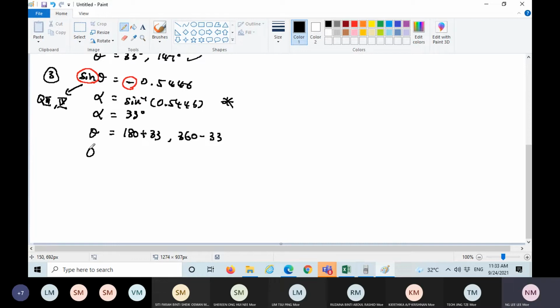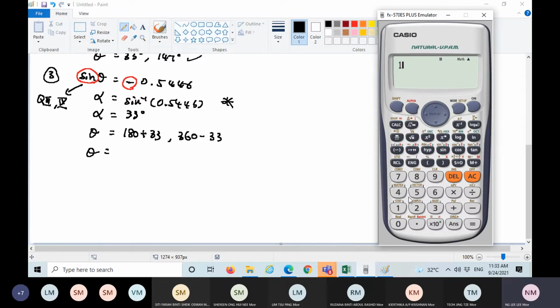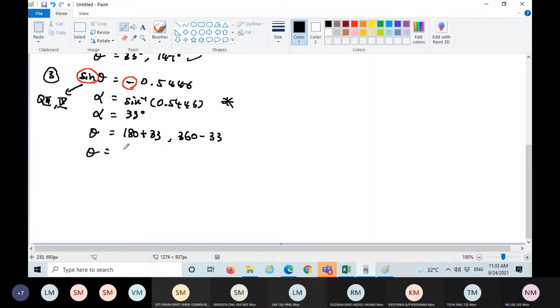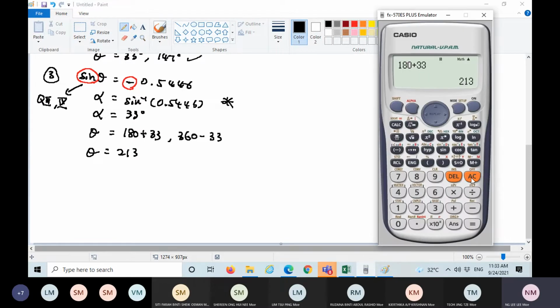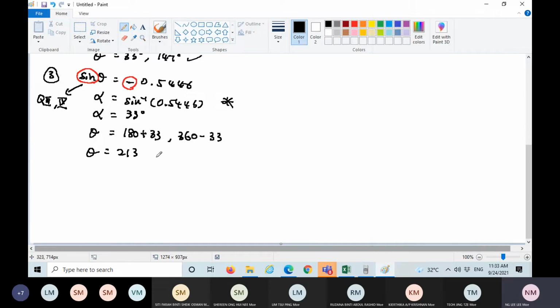So your answer: 180 plus 33 is 213. 360 minus 33 is 327. Okay, so this is the answer. So far so good.